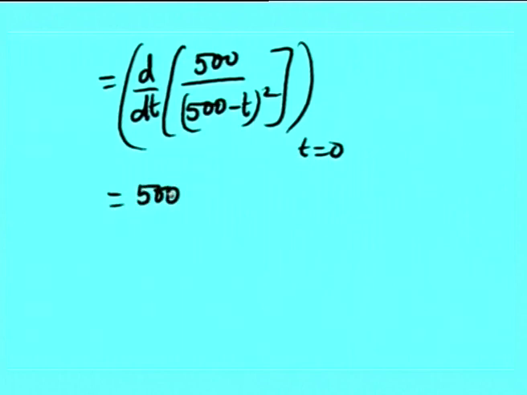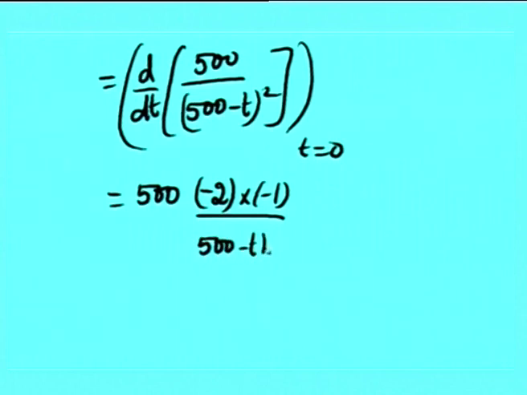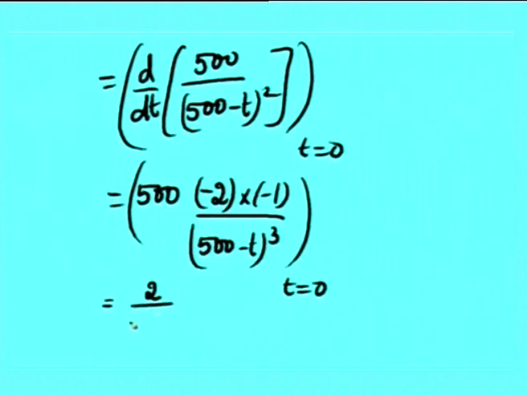So, take 500 outside, minus 2 into minus 1 because of the 500 minus t whole square differentiation, 500 minus t whole cube within the limits t is equal to 0. This is 2 divided by, when you put t is equal to 0, 2 divided by 500 whole square. Let us not simplify this, we shall have it as it is, so that it will be easy for you to find out variance. This is your mu 2 dash.